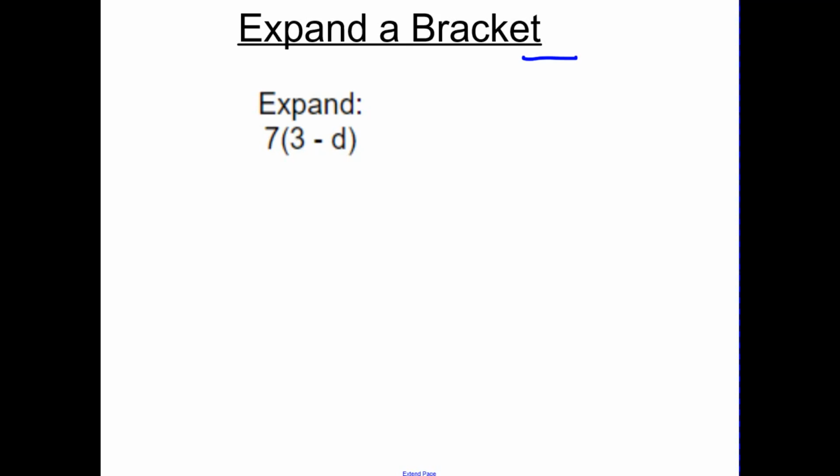So you've written down the first example. Remember, pause, rewind, work through the examples with me, and then there are 32 questions for you to try. So let's have a look. So all this means is that 7 gets multiplied by everything inside the bracket. So 7 multiplied by 3, that's 21.